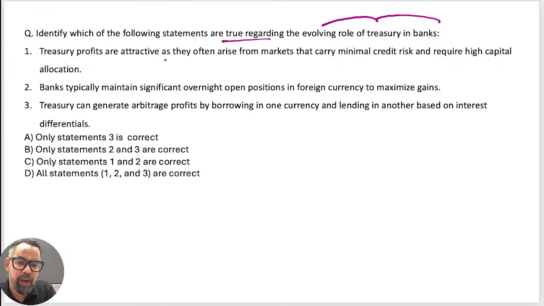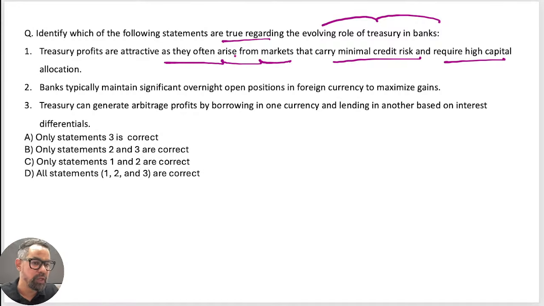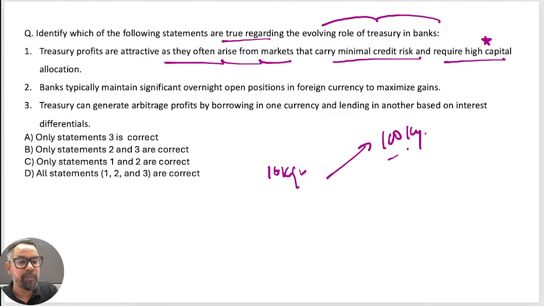Treasury profits are attractive as they often arise from markets that carry minimum credit risk and require high capital allocation. This statement is completely wrong. Why? Because high capital is not required. In the morning I gave you an example: with 10 kg of gold you use leverage, so with a 10 crore or 100 crore portfolio, you can operate even without investing a single rupee. So that is what is wrong here.